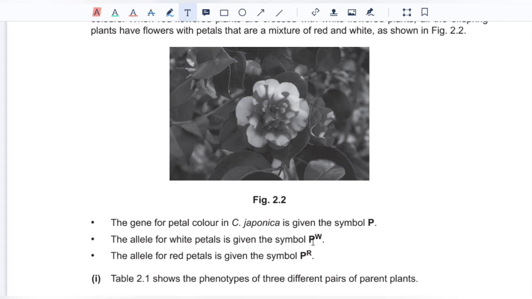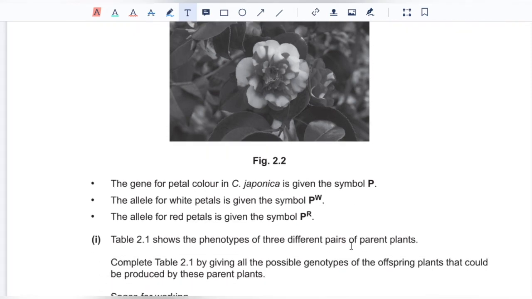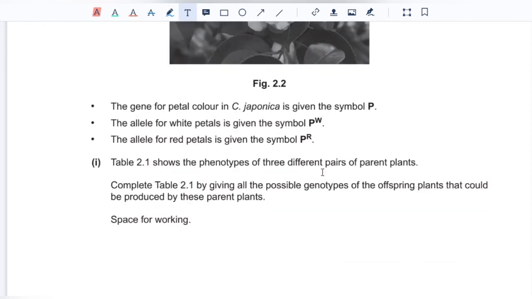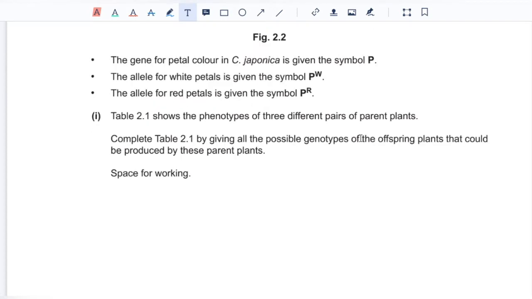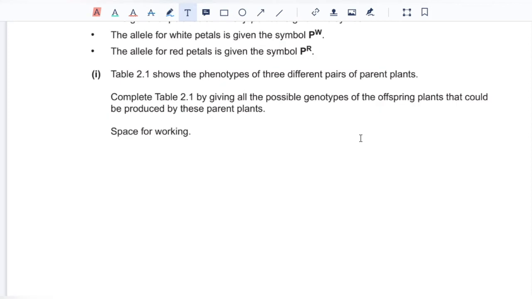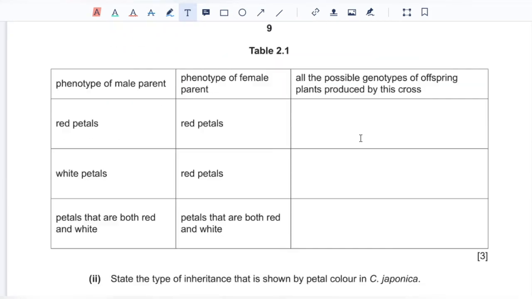And you can also tell that by seeing how these symbols are written with a subscript for each of the different alleles. The gene for petal color is given the symbol P. The allele for white petals is given the symbol P with subscript W, whereas the allele for red petals is given the symbol P with subscript R. Table 2.1 shows the phenotypes of 3 different pairs of parent plants. Complete table 2.1 by giving all possible genotypes of the offspring plants that could be produced by these parent plants. And you're given the space for working over here.